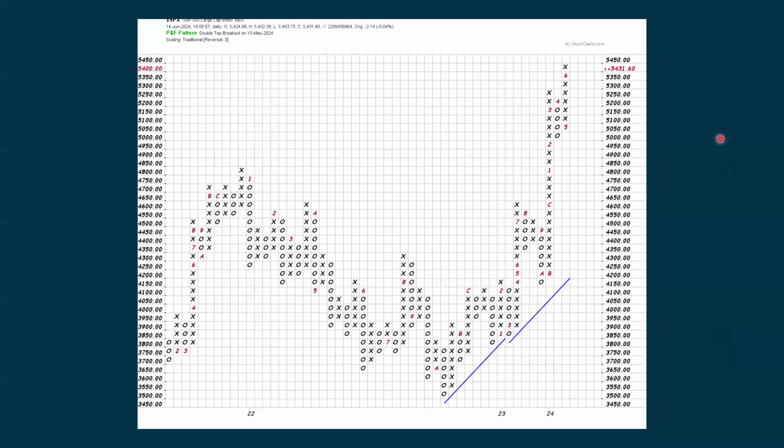Point and figure chart. We did have an X drawn earlier in the week, and we're working off of a double top breakout that was generated on May 15th. And for right now, this chart is still looking positive, but it hasn't been changing all that much. When we saw that nice up day in the past week, we did see a new X drawn in here.